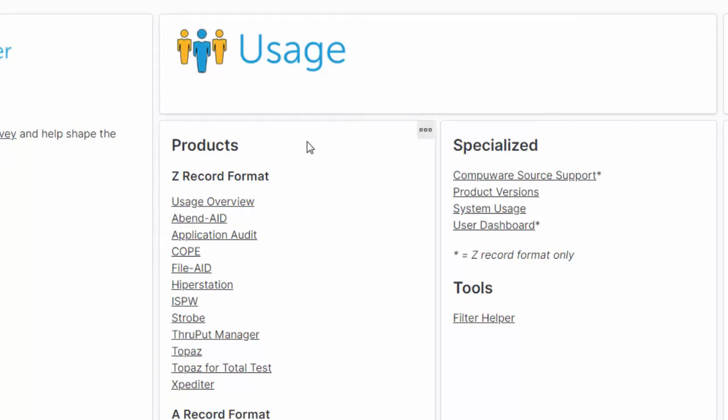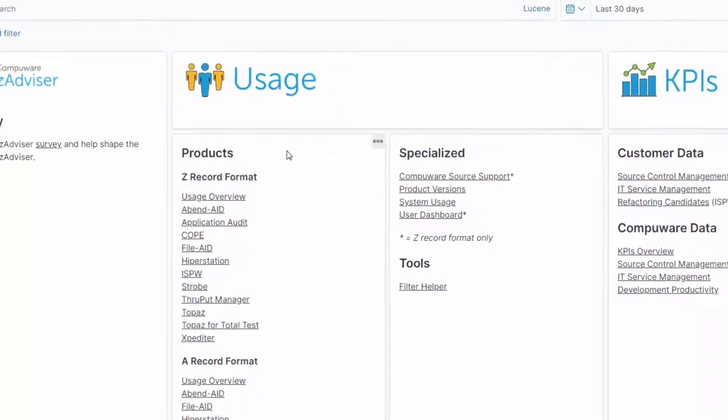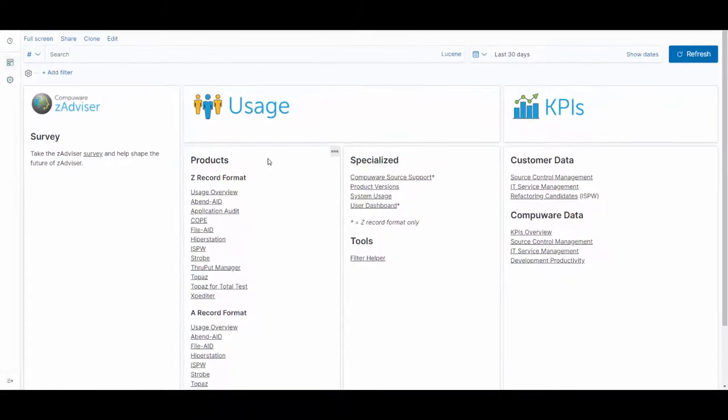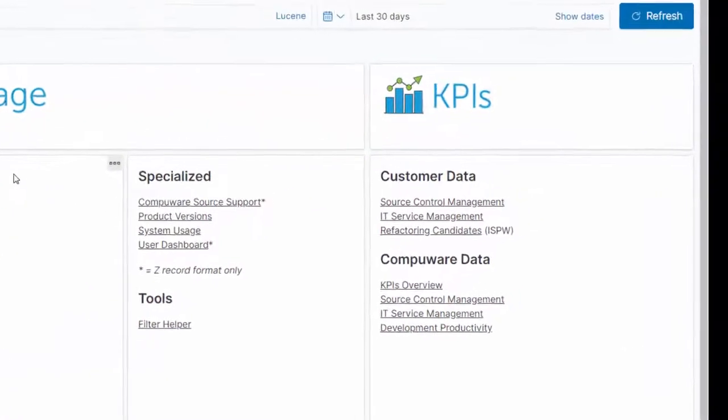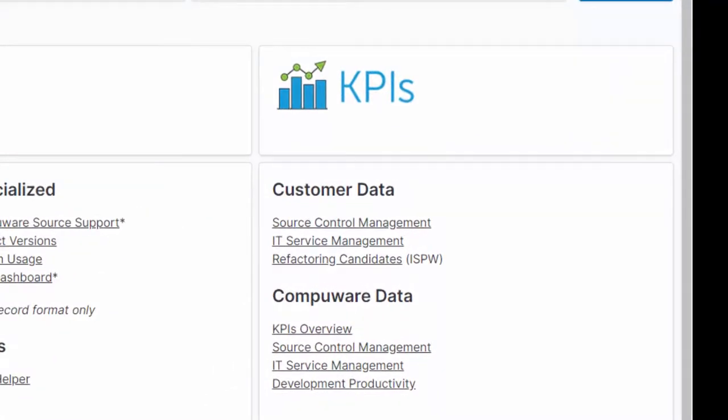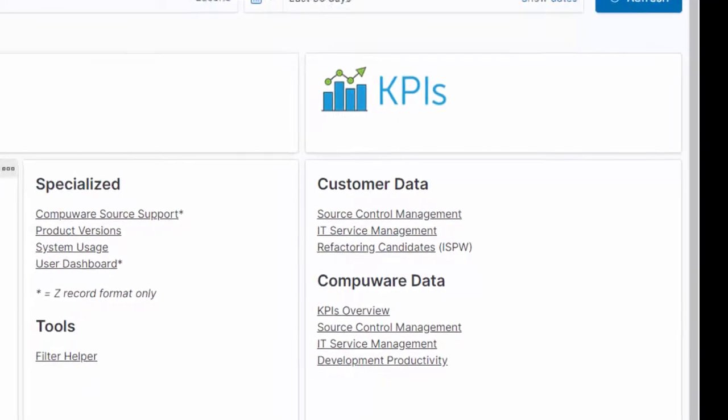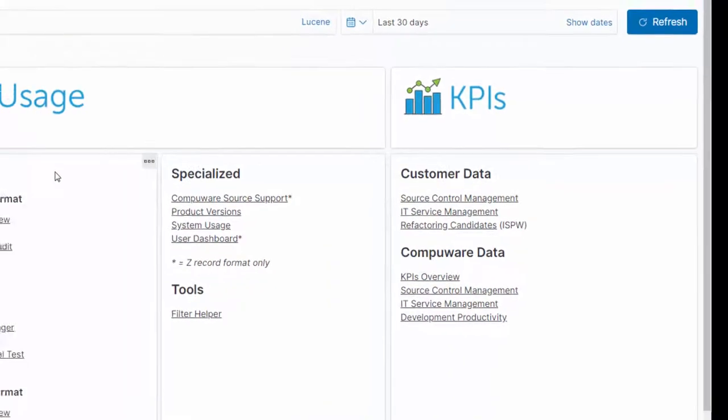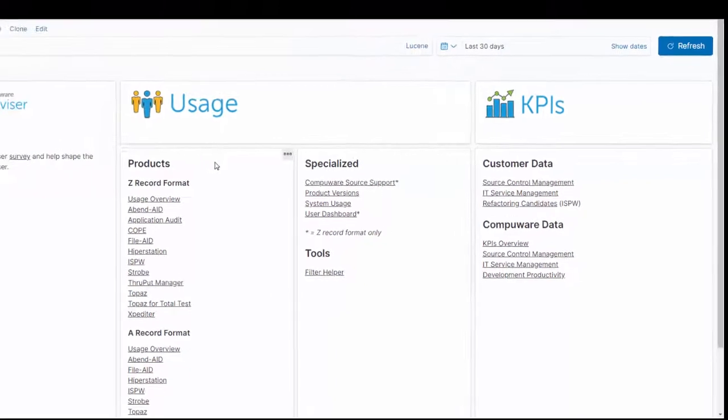From here, I can easily get detailed product usage information, giving me unprecedented levels of insight into how my development staff is using the development tools available to them. I can also focus on the key performance indicators that allow me to measure the quality, velocity, and efficiency of my organization, teams, and individuals, giving me data I need to enable continuous improvement in a DevOps environment.